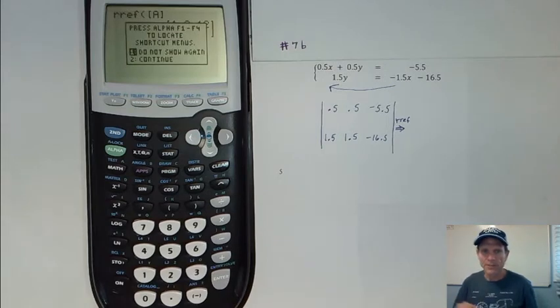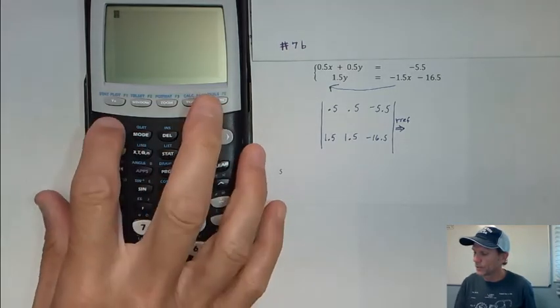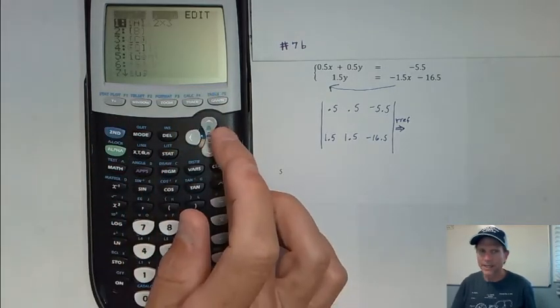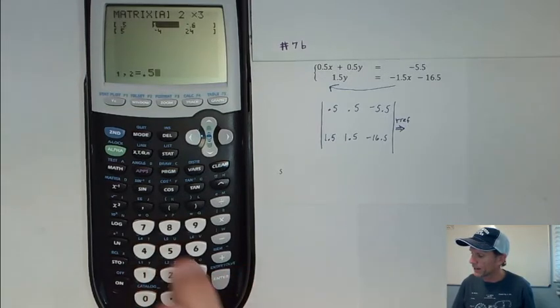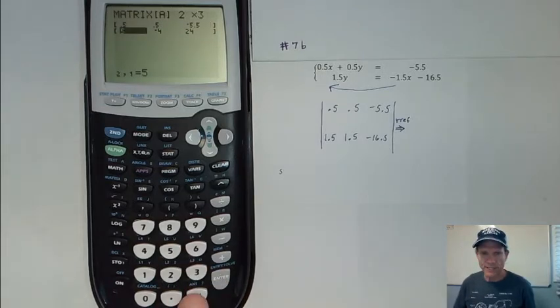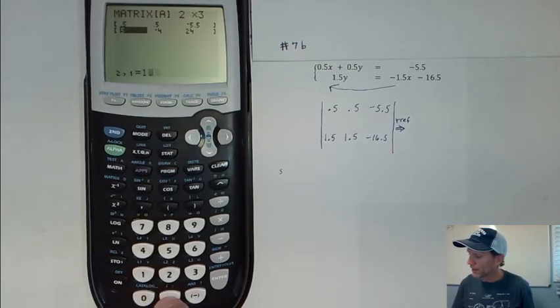I started up my calculator and I have this screen here, and it's okay to just say don't show that again. And then I'm going to hit clear so I can have a nice home screen to work with. I go into matrix, I go over to edit, and I'm going to go down and just type over these values. I have 0.5, enter, 0.5, enter, negative 5.5, enter. Remember, this is your negative key down here below the 3, okay? And then I have 1.5, enter, 1.5, enter, and negative 16.5, enter.